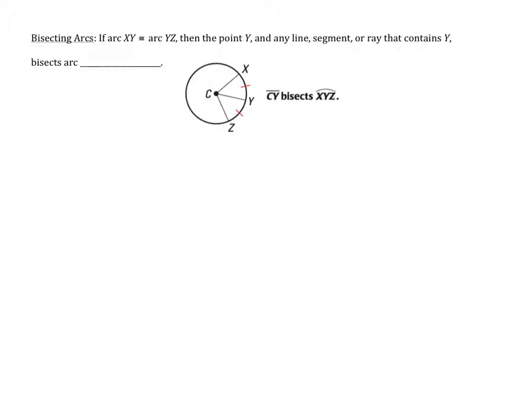Next, we have some more terminology. Bisecting arcs. If arc XY and arc YZ are congruent, just like in the picture, then the point Y that they have in common, and any line, segment, or ray that contains Y, so in this case segment YC or CY, bisects the arc XYZ. So again, if these two arcs are congruent, that means that this segment is bisecting the big arc XYZ.